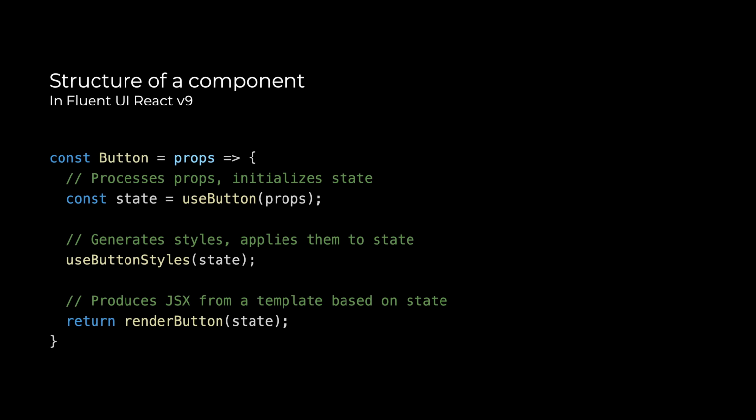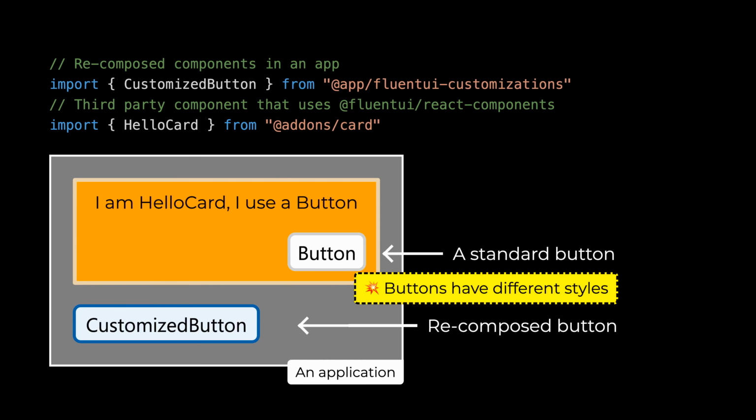All Fluent UI V9 components are authored in the form of hooks and a render function. Any application can recompose individual hooks and either replace or augment the styles hook to achieve its desired look. To use the custom theme, the application needs to be built using the recomposed components. However, this approach would not work if the application needs to switch between a standard theme and the custom theme.